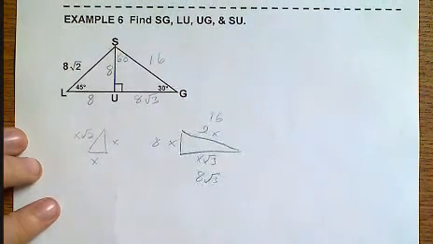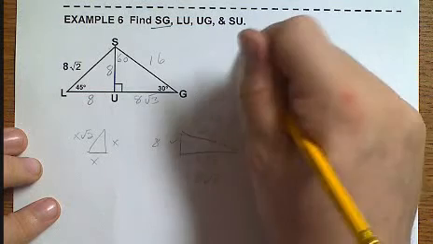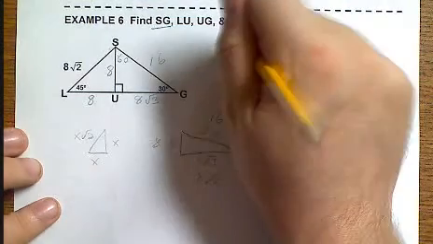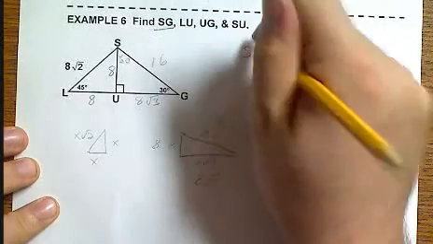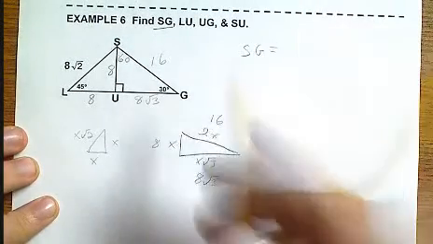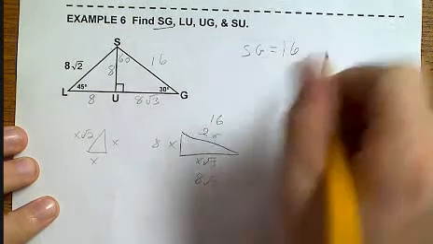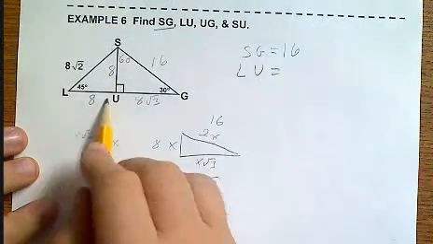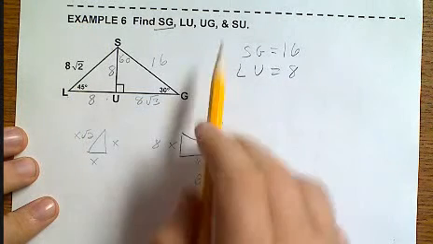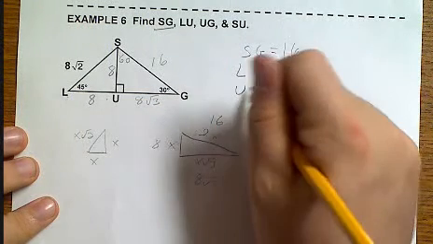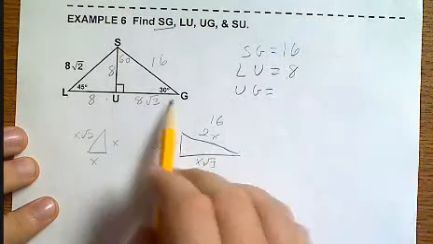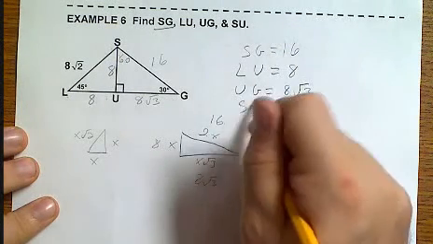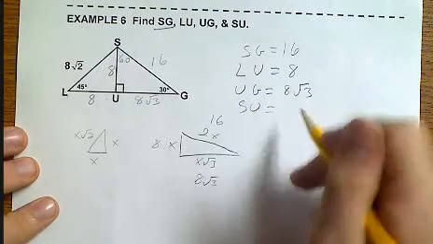Alright, let's see what these are. So SG. And actually, I don't need this line up top. Well, SG equals 16. LU, well, that equals 8. UG, well, that equals 8 on the square root of 3. And SU, well, that one equals 8.